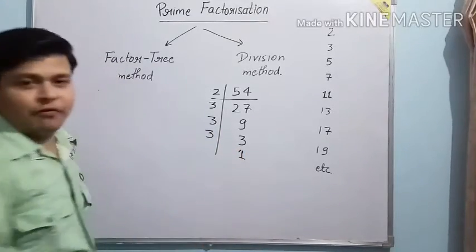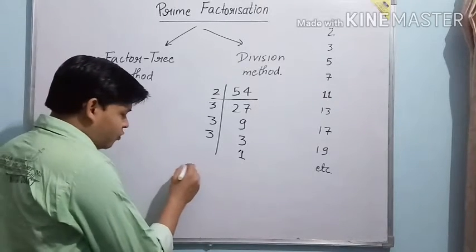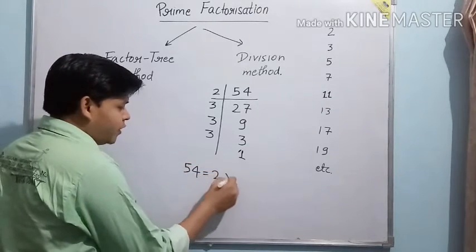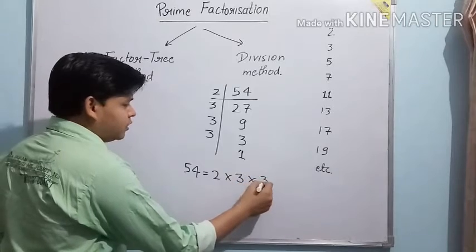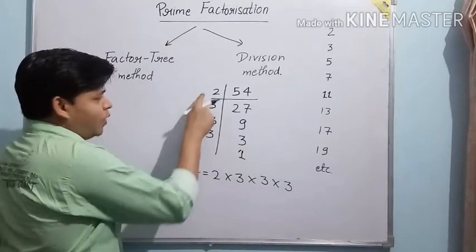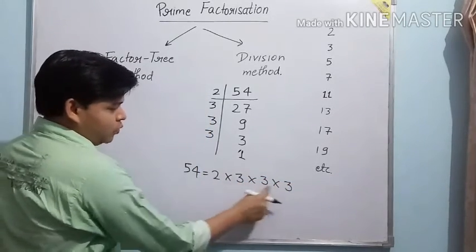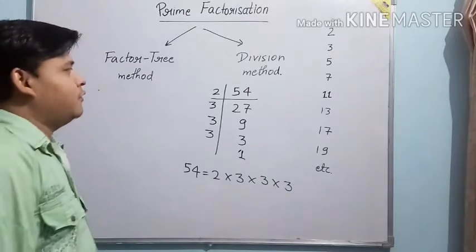So it means it has finished here. So we will write 54 like 2 into 3 into 3 into 3, which is 2 and 3 times 3. So it has finished here.